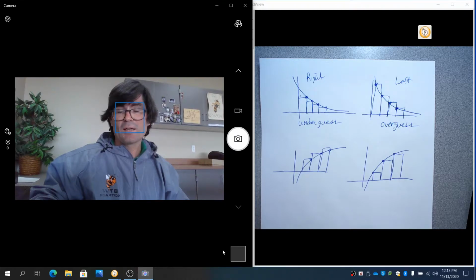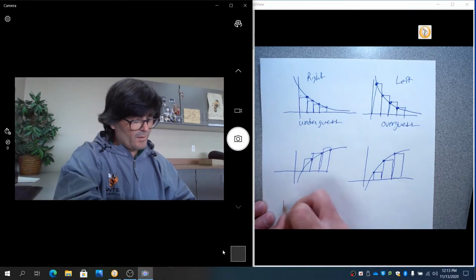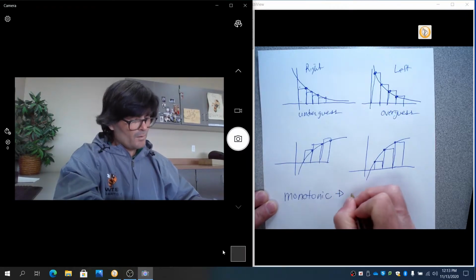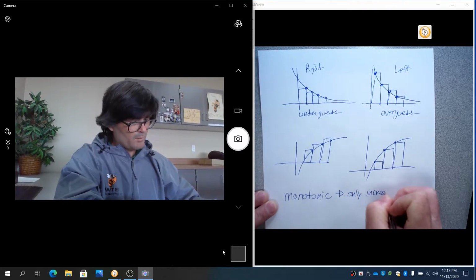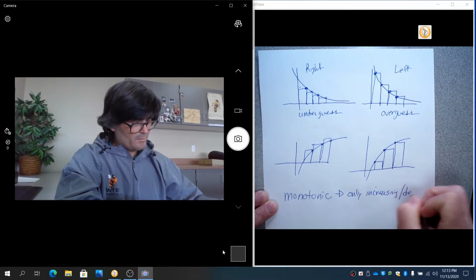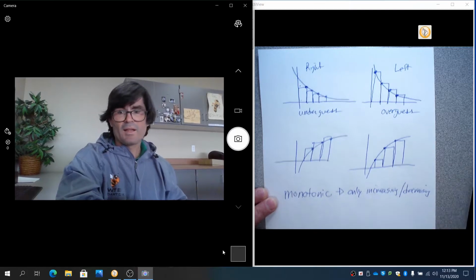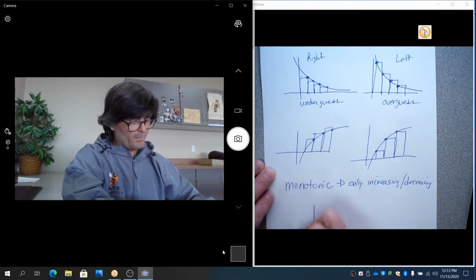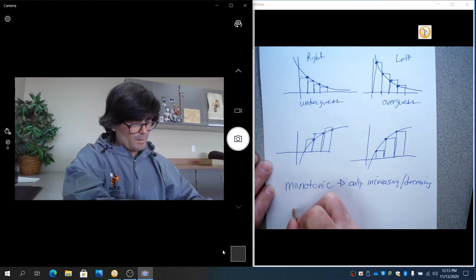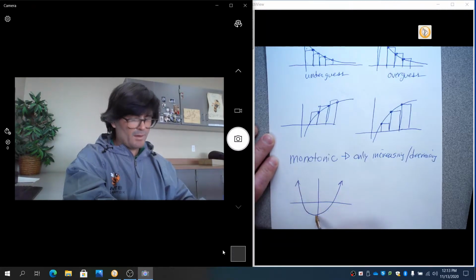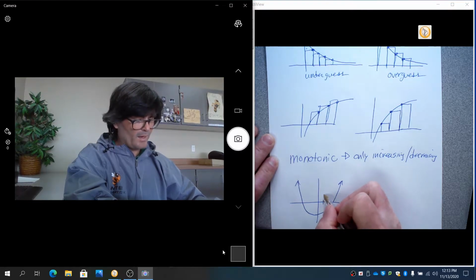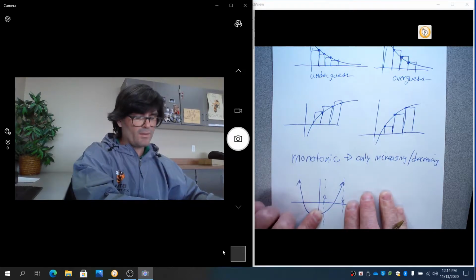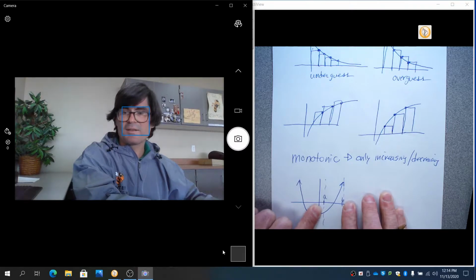If you don't have a strictly increasing function, by the way, monotonic, only increasing or decreasing. That's what monotonic means. And also we're talking about monotonic over an interval. If you have a parabola, obviously a parabola goes down and then it comes up. But if you say you went from A to B, that would be this portion of the graph only. This parabola is monotonic. It's only increasing on that interval.